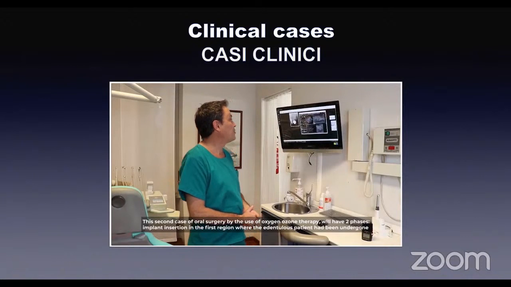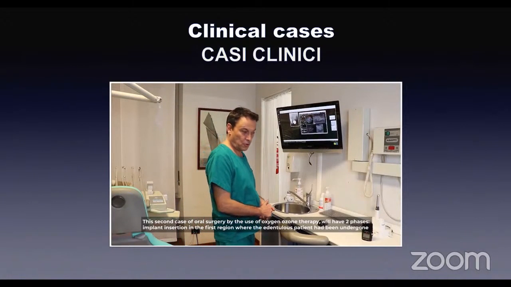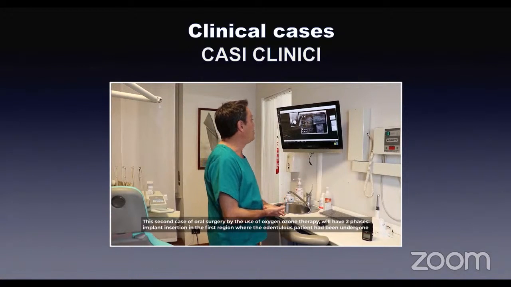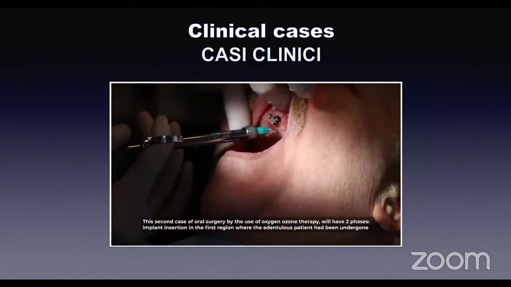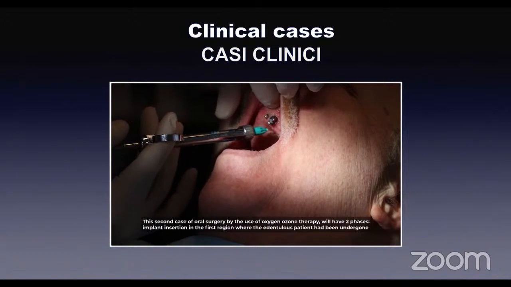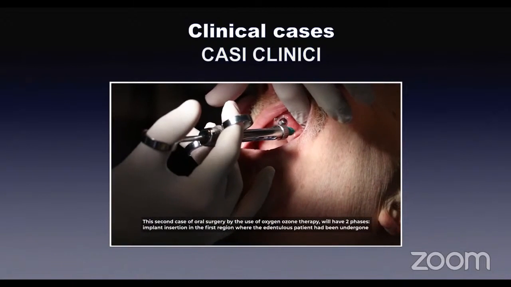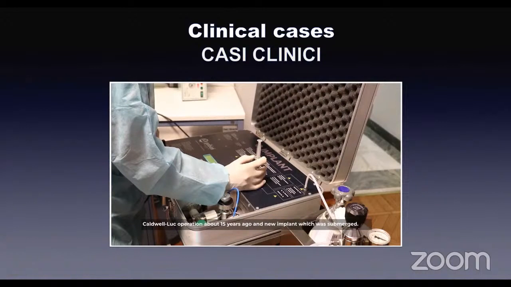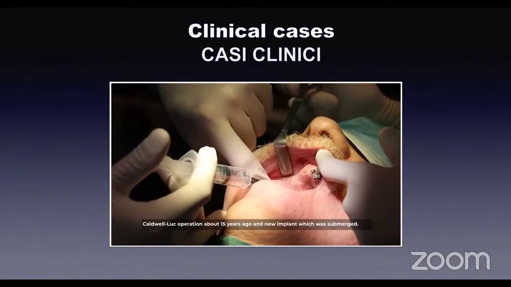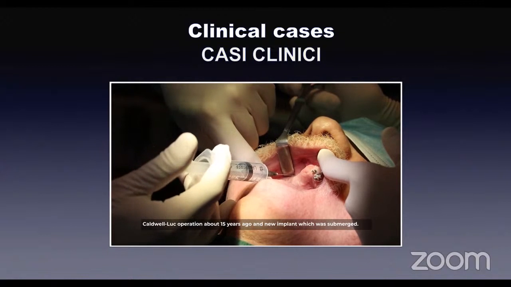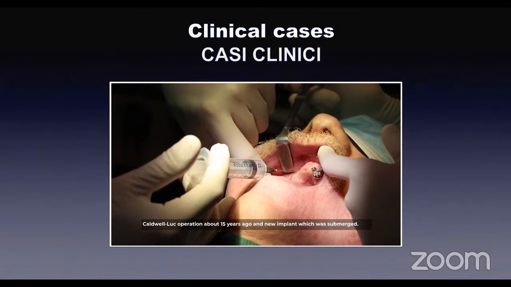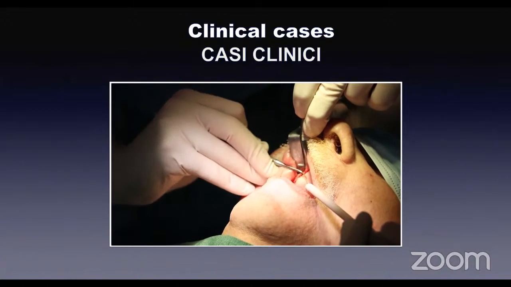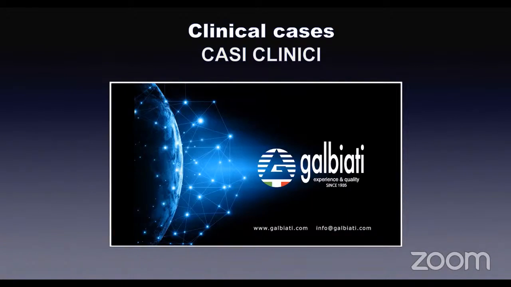This second case of oral surgery is a case of a dental reimplant. The patient had an implant close by in the first quadrant. We didn't want to lose the dental element, so in agreement with the patient, we proceeded to reimplant the dental element.